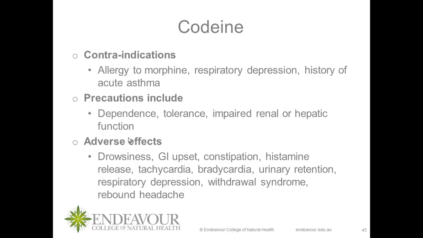Codeine is contraindicated in people who have an allergy to morphine. Once again, if the person had a respiratory depression, you would not give a codeine formulation or combination. You would not use codeine in a person who had a history of acute asthma, once again because of that histamine release reaction. So used with caution in people who show dependence, tolerance, or impaired renal or hepatic function, once again because of its pharmacokinetics.